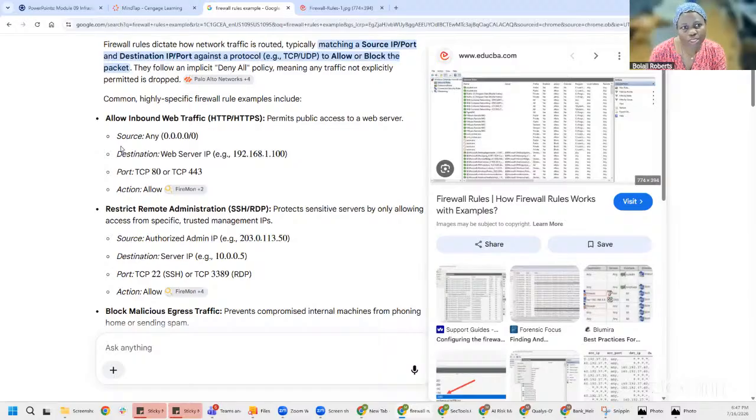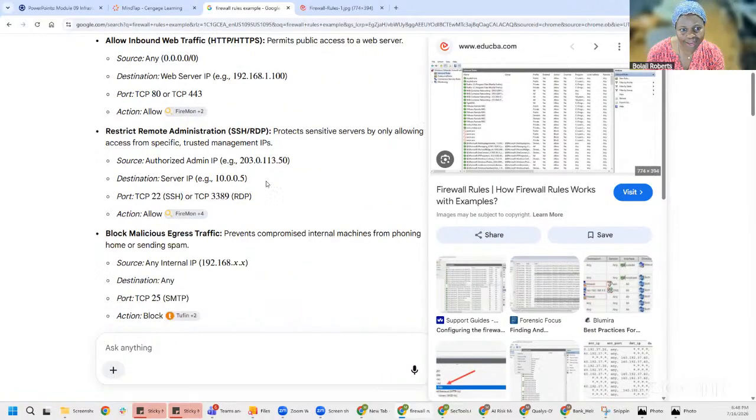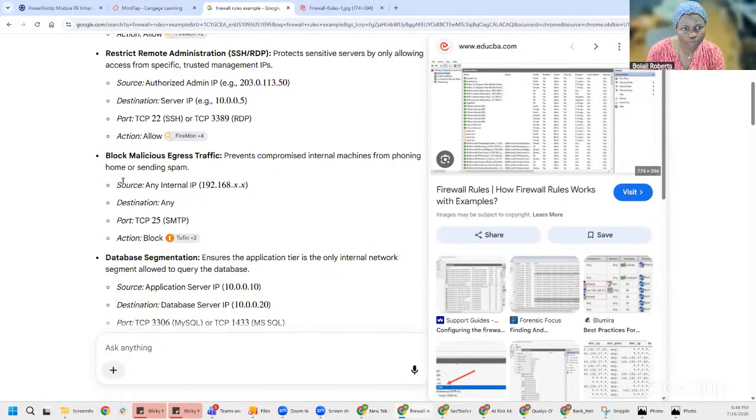So you see, something like this, a rule that allows inbound web traffic. This is simply what you see as the source, any source, meaning any IP address coming to this destination, the IP address of the server, and trying to come in through port 80 or port 443, and the action is to allow. On the flip side, this is one that blocks egress traffic.